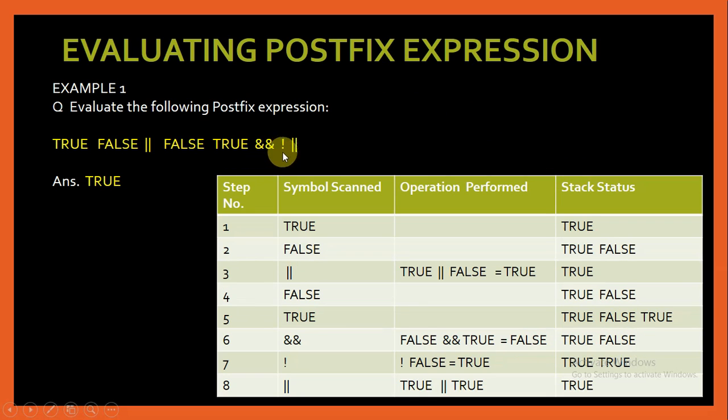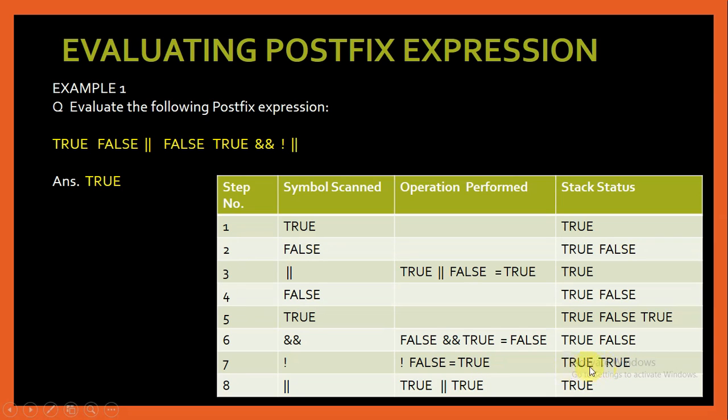Now the next symbol is again a NOT operator. You know NOT is a unary operator, so only one element will be popped from the stack. In the case of binary operators, two operands are popped, and in the case of unary operators, only one operand is popped. So only the topmost operand, that is false, will be popped. This operation is applied: not false becomes true. So true will be pushed into the stack.